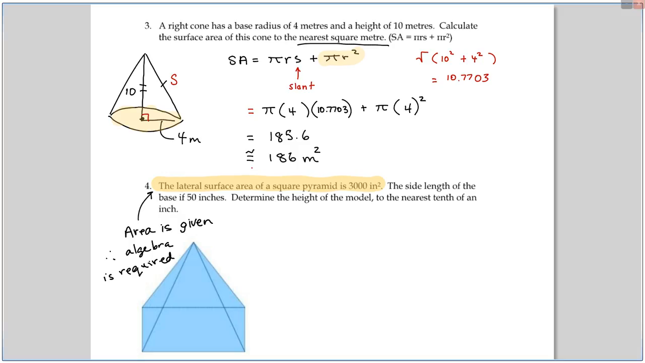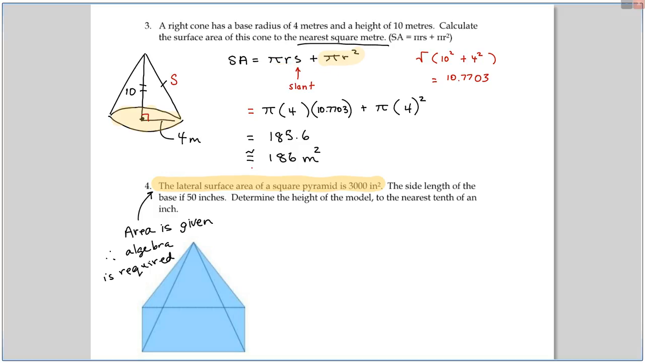So if you look at the screen and you see this formula up here, it's for the cone, but say they gave us the surface area of the cone. I would have to change, see this thing here, SA? I would have to change that to the area they gave me, and then I would have to solve for one of these, whether it's R or S or whatever.